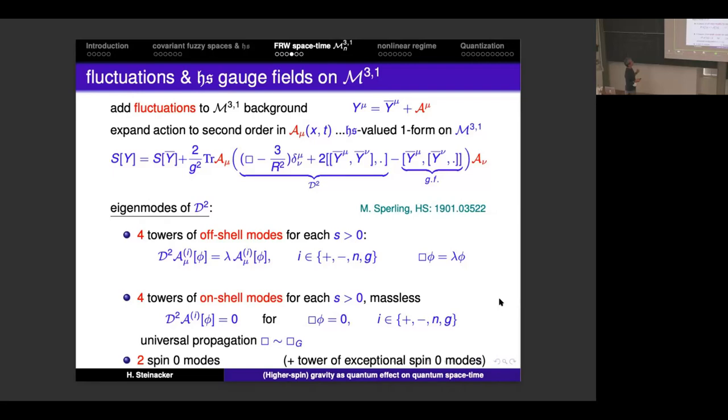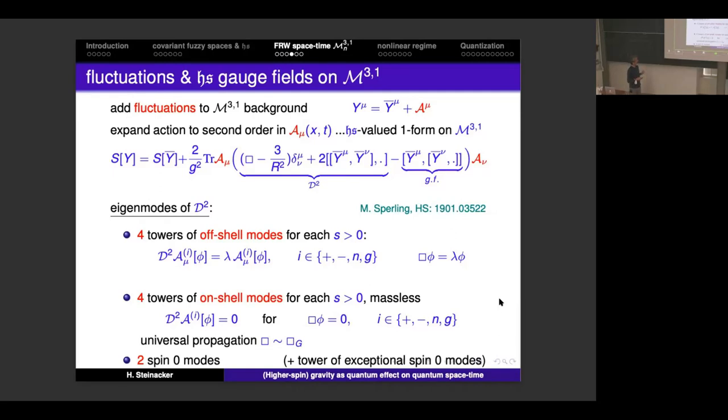Now, there are also four towers of on-shell modes. You just specify this thing to be solutions of the massless D'Alembertian on the space-time. Anyway, you have this under control. And all of these modes are governed by the same effective metric, which I explained before.